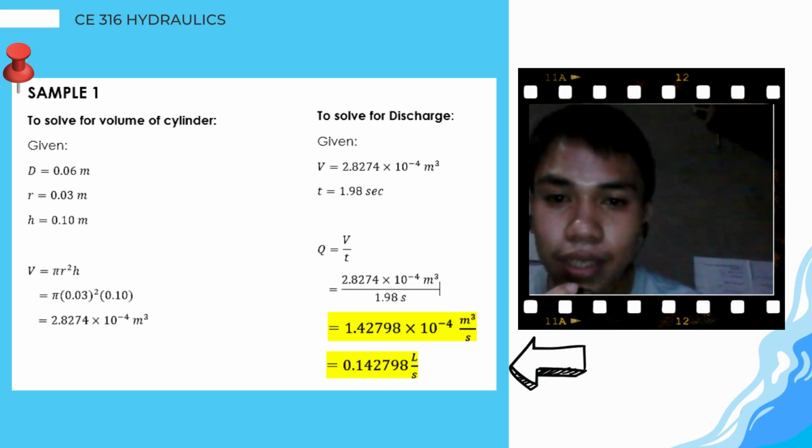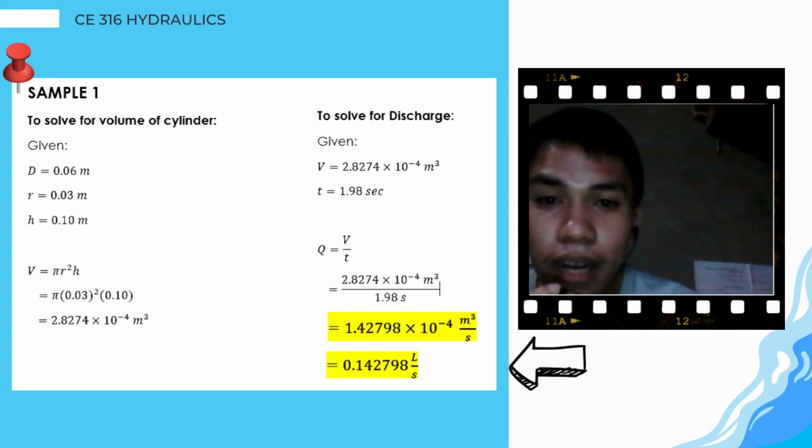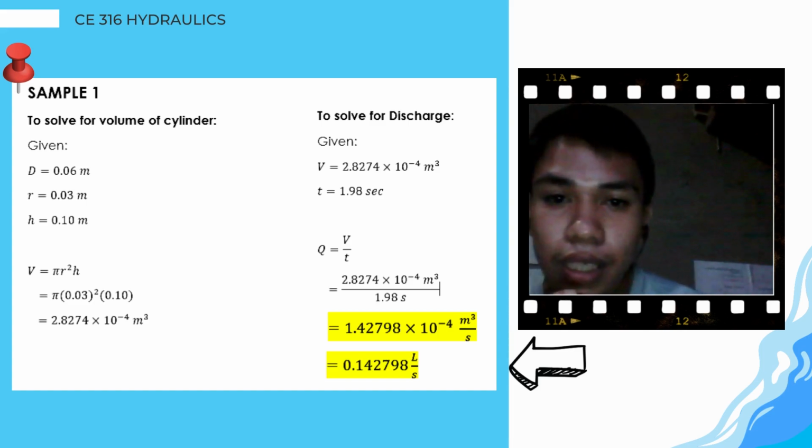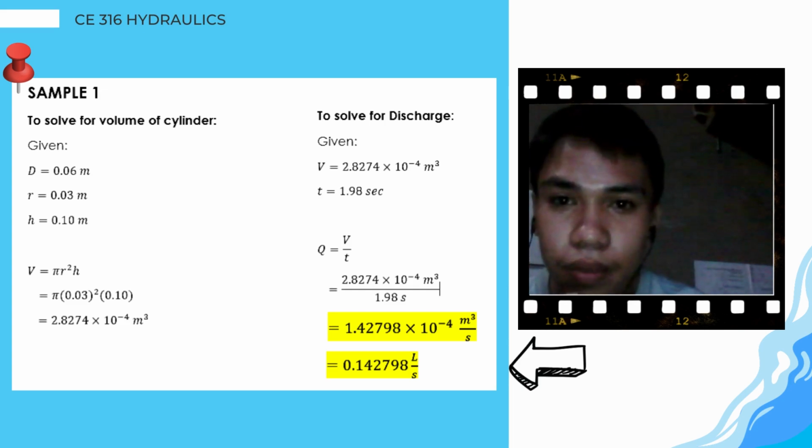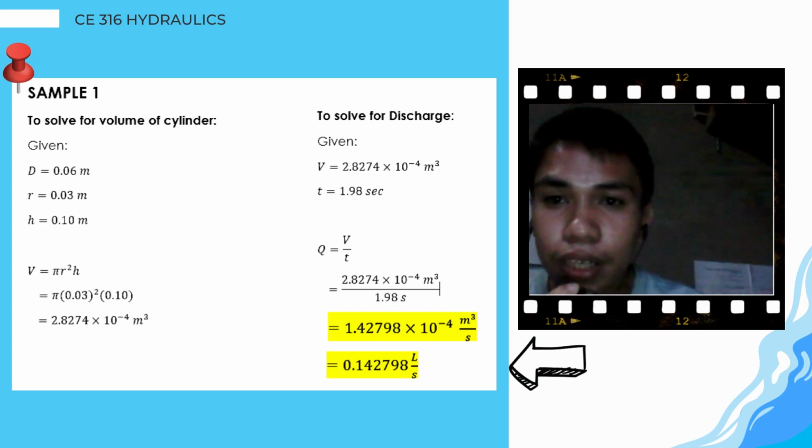But since we are tasked to get the value in liters per second, we just need to multiply it by 1000. So it resulted to 0.142798 liter per second. The final answer for sample 1, the water discharge.